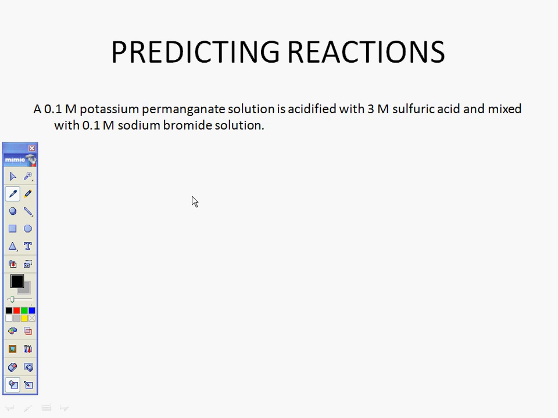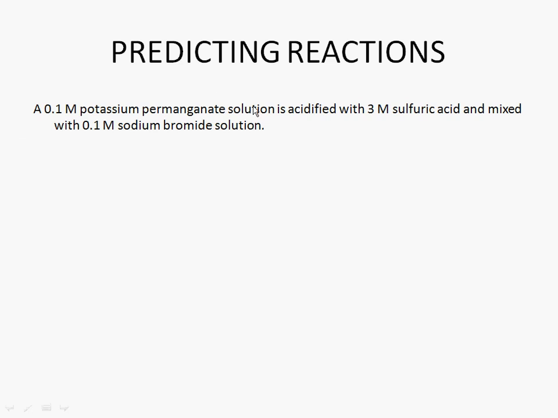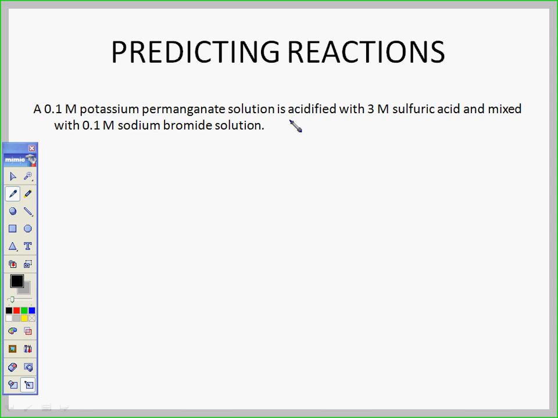Welcome back to the last of the Redox predicting reactions and balancing reactions mimeos. We are looking at the AP style of predicting, and let's read and capture some keywords first. It says acidified. That's a great hint that we are dealing with a redox reaction.